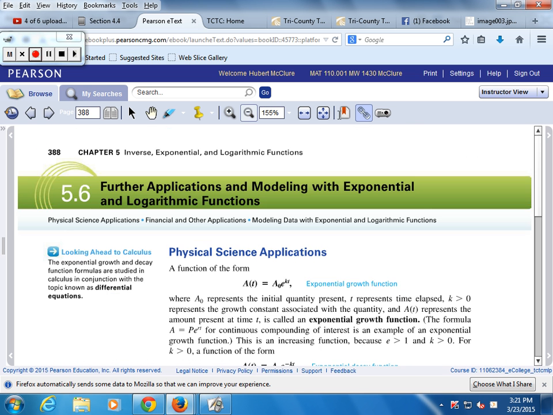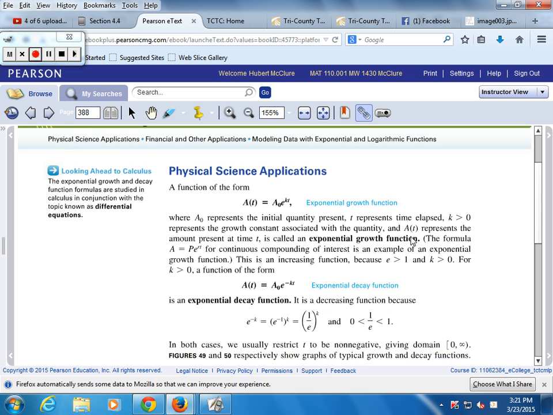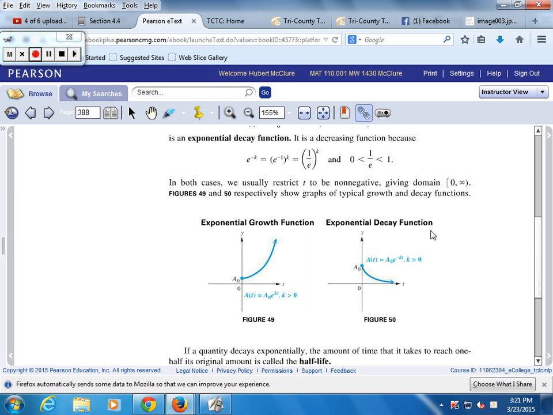That's just a little information I'm looking to see. All right, here's where you get into your exponential growth and decay.